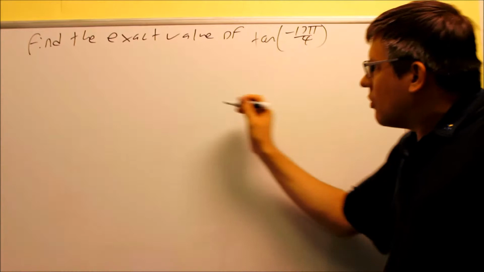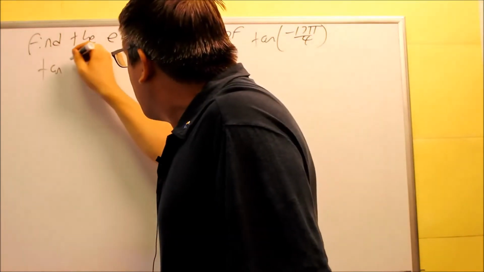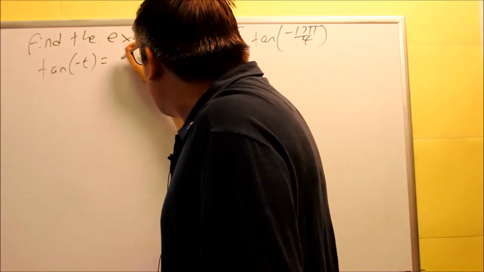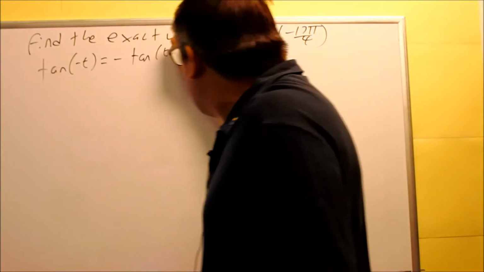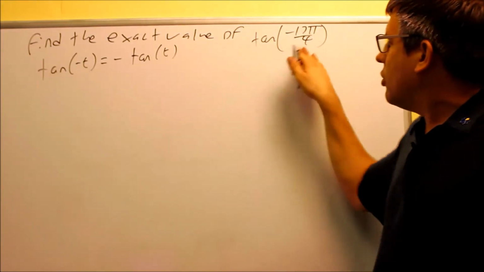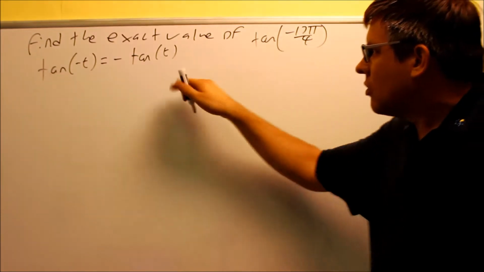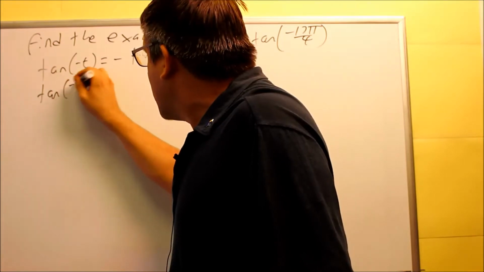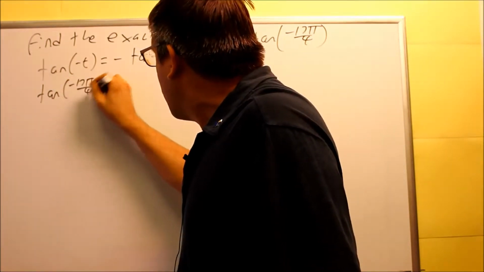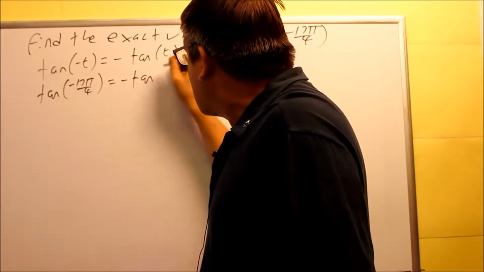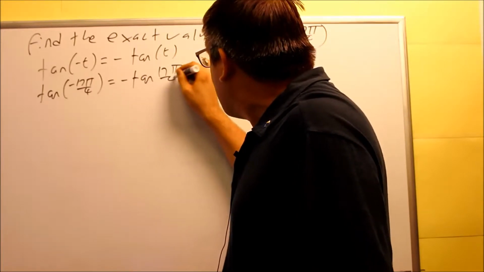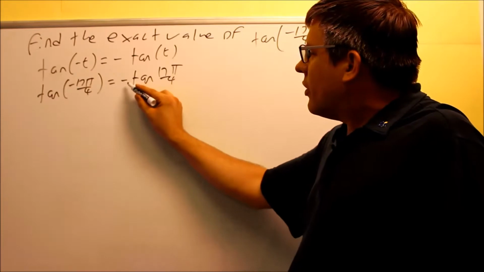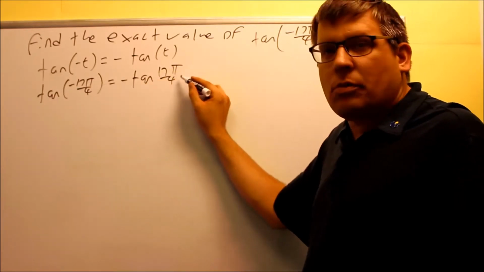I have tangent, so the formula I want to use that I'm going to refer back to is tangent of negative t is the same thing as negative tan t. That's the formula I want to use here. I want to get rid of the negative angle. So in this case, if I have tangent of negative 17 pi over 4, that's the same thing as negative tan 17 pi over 4. So I'm taking the negative. Originally it was part of the negative angle, and now I'm making it into a positive.